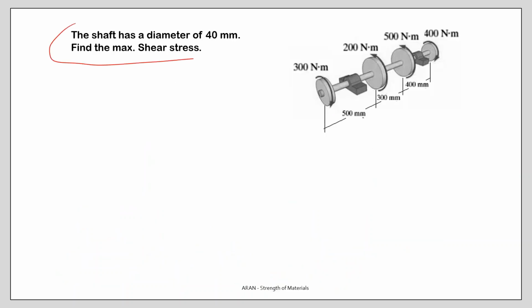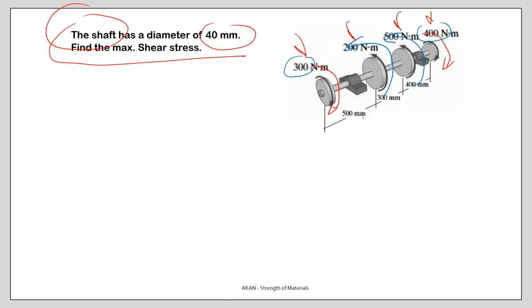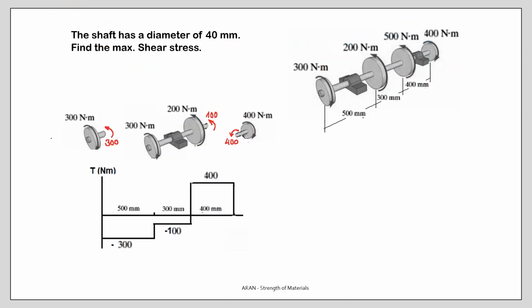Okay, here we have a problem, a shaft, diameter 40 millimeter, and there are different gears on the shaft, and torques are acting in different directions. In this direction 200 plus 500, in the other direction 300 and 400. As you see, the shaft is in equilibrium. I need to find the internal torques in different regions.